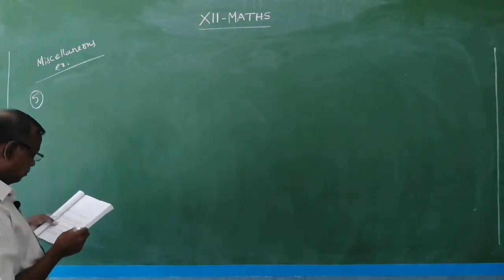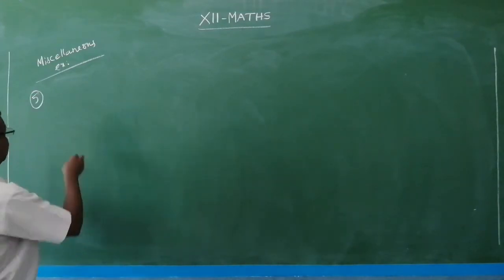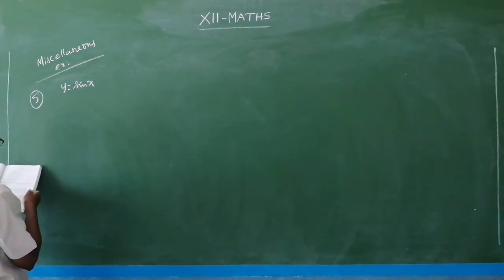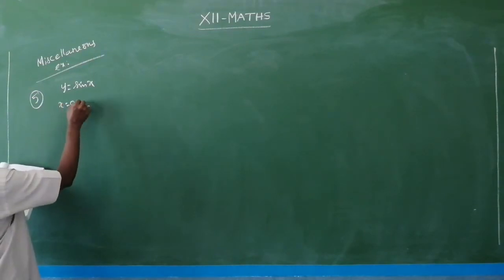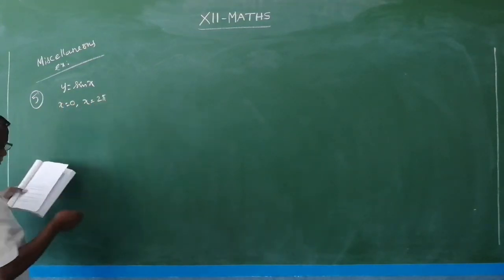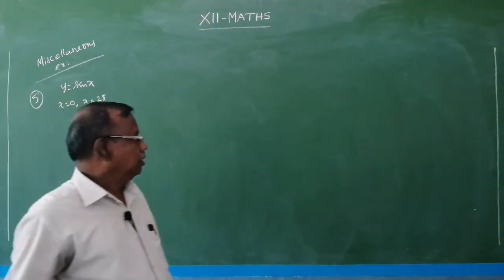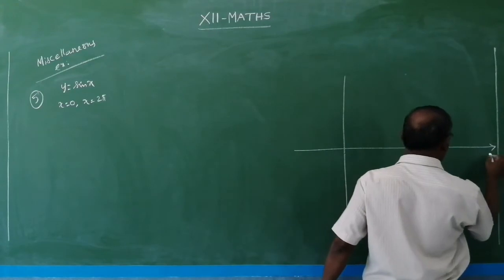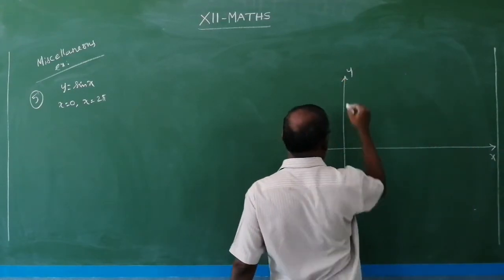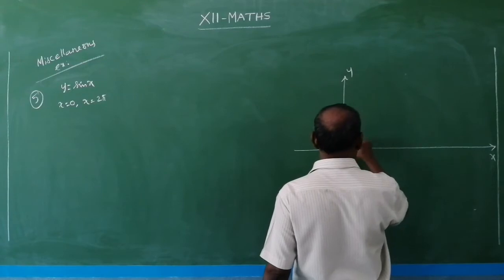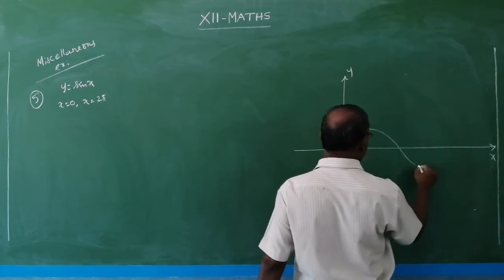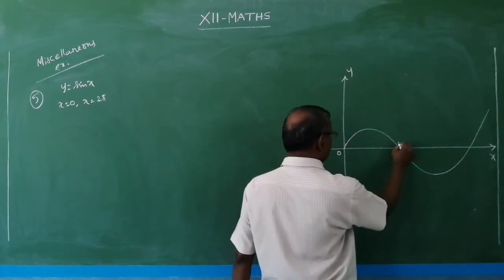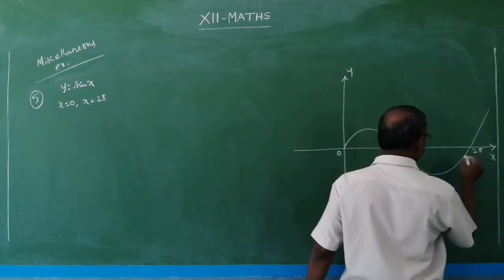Find the area bounded by the curve y equal to sin x. We are given y equal to sin x between x equal to 0 and x equal to 2 pi. Already we have studied in the 11th standard how to draw the sine curve. This is the x axis, y axis. Sin 0 is 0, sin pi is again 0, and sin 2 pi is again 0. This is 0, pi, 2 pi.